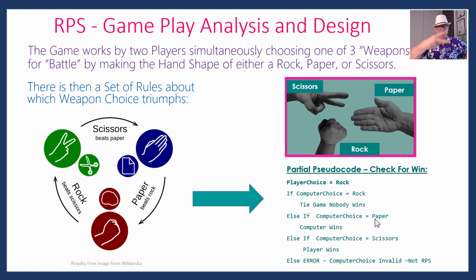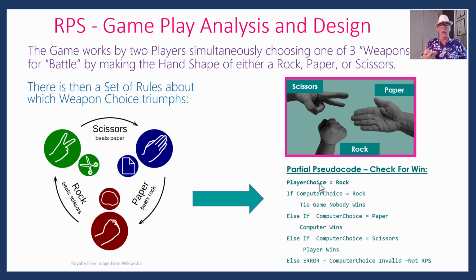But if the computer happened to pick scissors, the rock can smash the scissors, and so it's going to be the player that wins. Okay, so we need this sort of if, else if type structure, some plain English pseudocode, which we can then translate into VB.NET code quite easily.